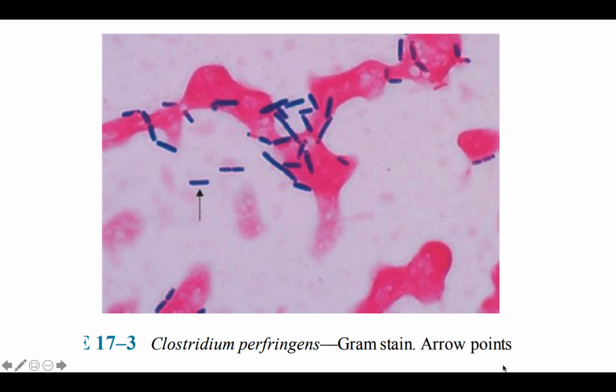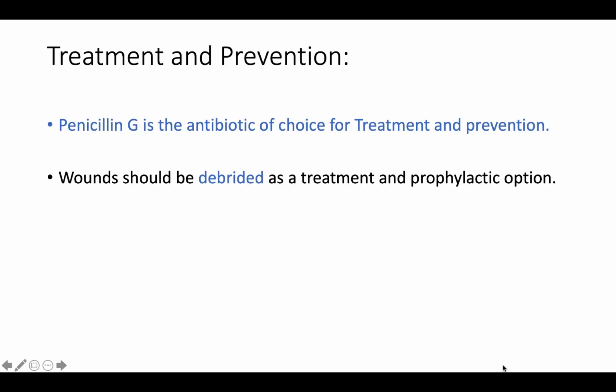But this is from a wound. You can see the gram-positive rods in here. Treatment and prevention: penicillin G is the antibiotic of choice for treatment and prevention. If you noticed, so far we haven't talked about any antibiotic resistance or any significant resistance for these gram-positive rods.